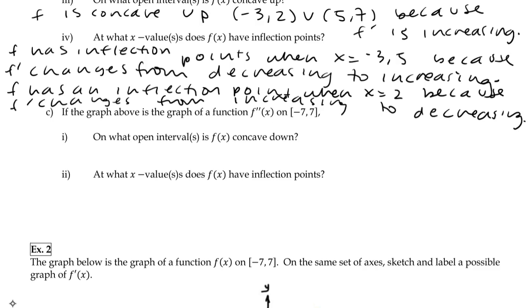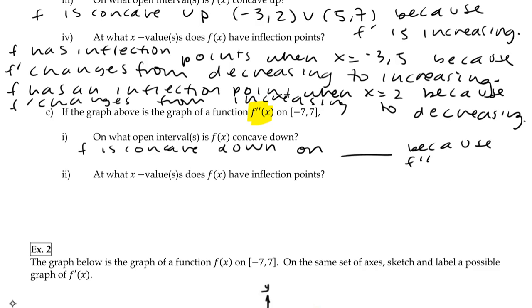Now on to C. Instead of looking at f or f prime, you got it, now we're going to be looking at f double prime. So now our reasons all have to include an f double prime. Well, how do you know concave down? So let's say f is concave down on, and we'll fill the interval in, because what's our reason? The second derivative is less than 0.